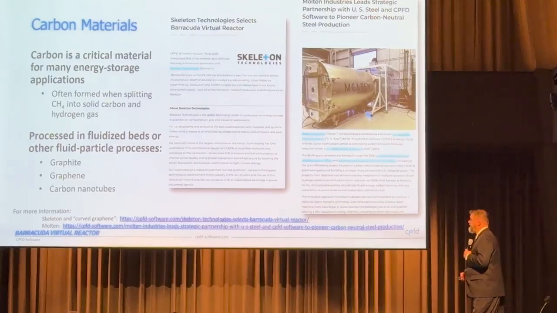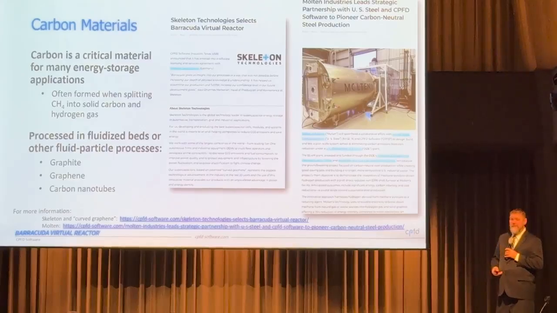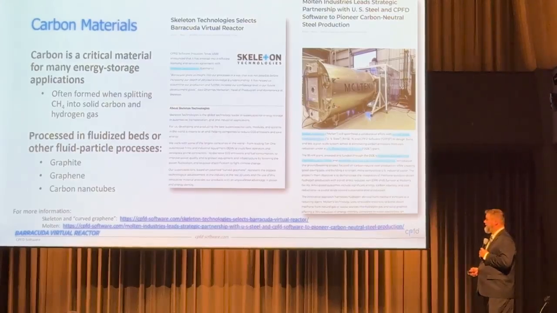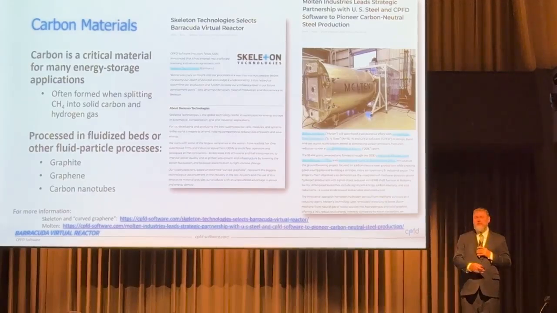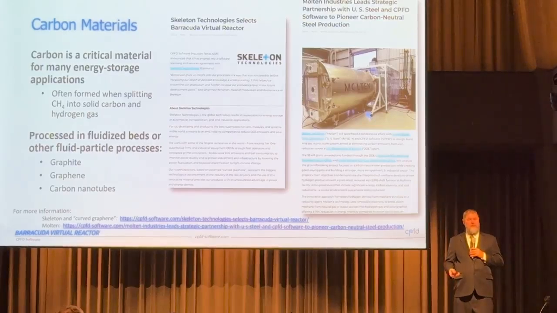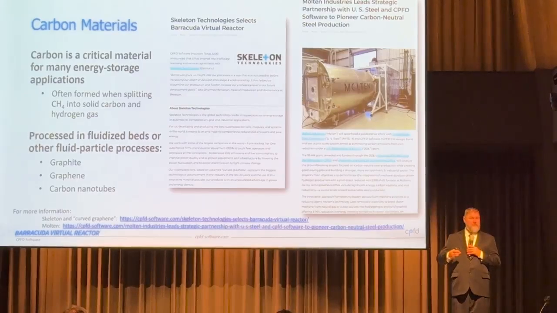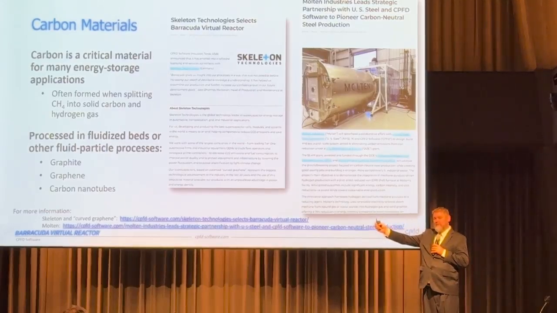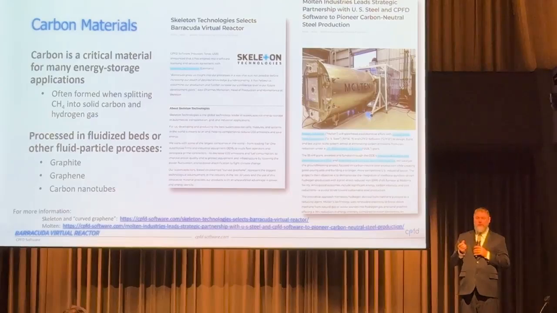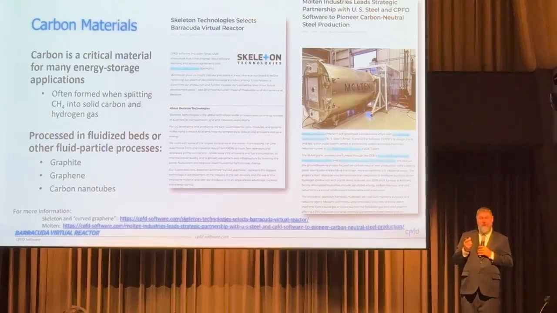Carbon materials. Carbon is a critical material for many energy storage applications. You know, a lot of this can come from, as Shashank mentioned, methane pyrolysis. We've talked about that from the perspective of hydrogen. So if you take a methane molecule, you split it, you can get two hydrogen molecules, 2 H2, and you're left with that carbon. What is that carbon? Is it carbon black? Can it be made into graphite?